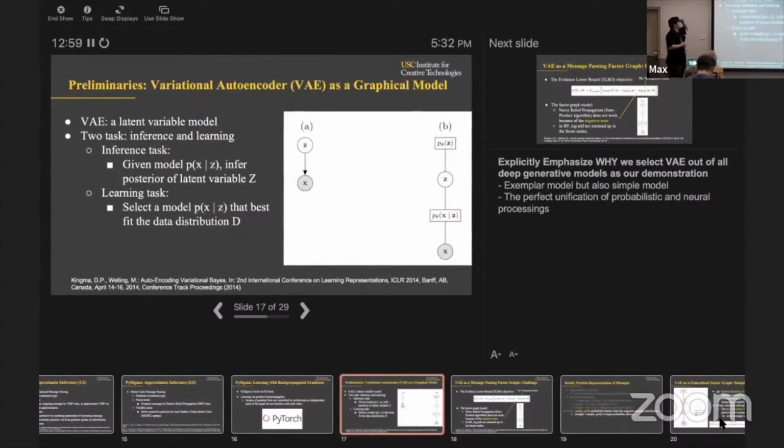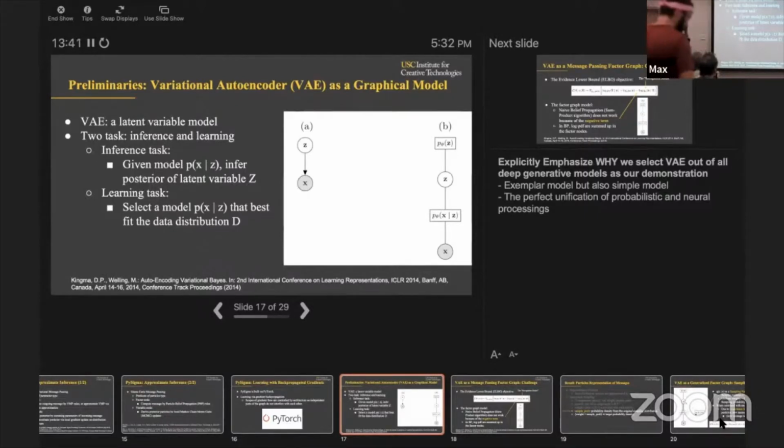Right, so for the final part of my presentation, I'm going to demonstrate this enhanced modeling capability by showing how to model a deep generative model known as the variational autoencoder. The first reason we chose it is that the variational autoencoder is a very simple latent variable model. It just has an observed variable x and a latent variable z. On the other hand, it's a perfect illustration of the synergy between probabilistic processing and neural processing. So it's a very good way to show how symbolic, neural, and probabilistic processing can be combined together.